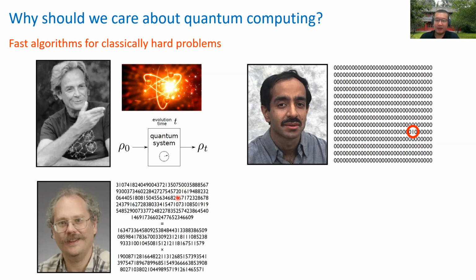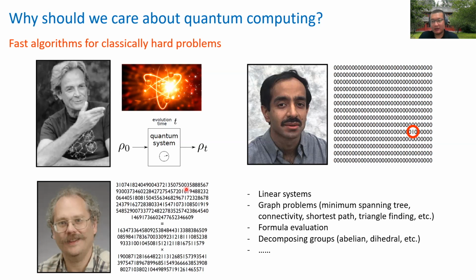Since then, after the idea of quantum simulation and important algorithms such as Grover's algorithm and Shor's algorithm, there have gradually been more and more studies along these lines. For instance, people have been studying quantum algorithms for solving linear systems, for graph problems, for some Boolean functions like formula evaluation, and for some abstract algebra problems, for instance decomposing groups. These are problems where quantum computers can do a much better job compared to their classical counterparts.